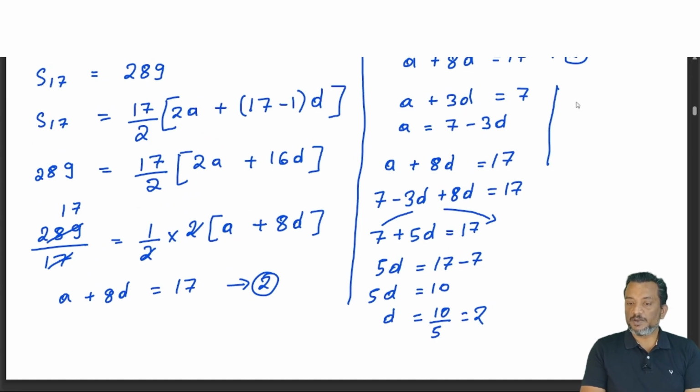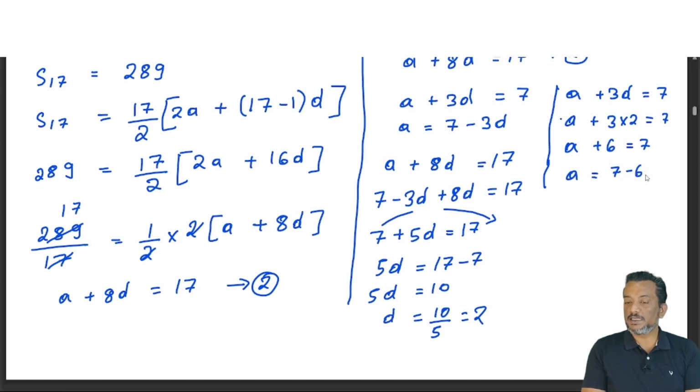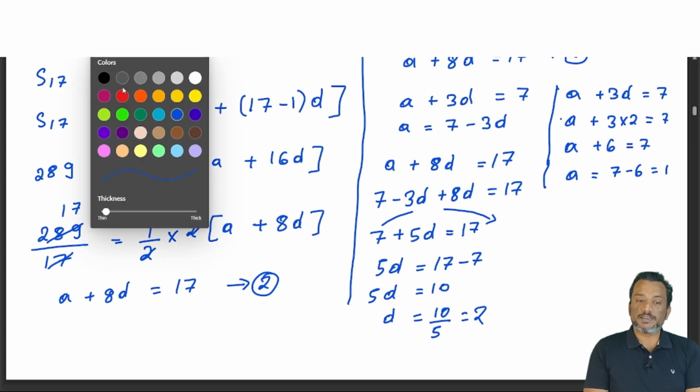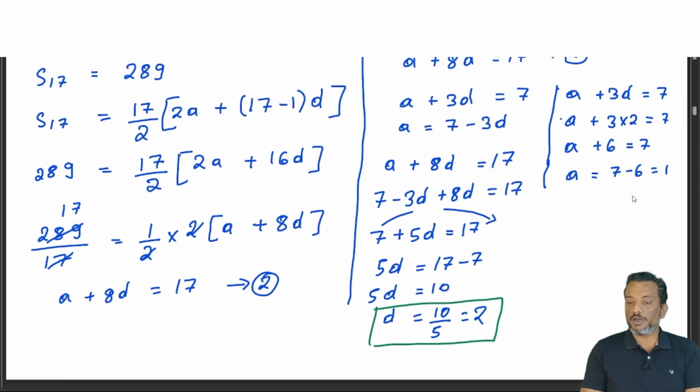So let me substitute in the same equation, that is a plus 3d is equal to 7. So we can say a plus 3 times 2 is equal to 7. So you can say a plus 6 is equal to 7. So what a value did you get? You got a equal to 7 minus 6, which is 1. So now you have got the d value, as well as the a value.